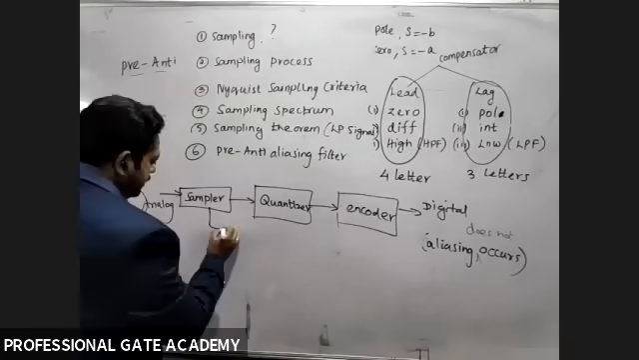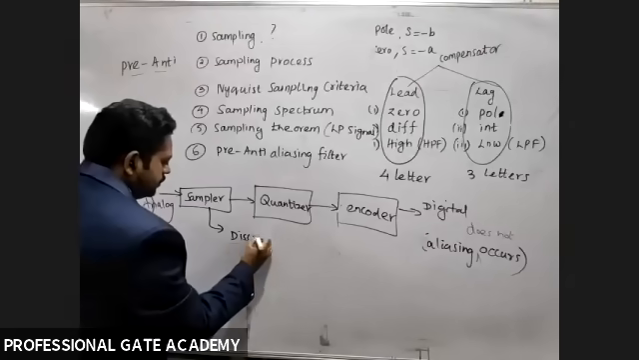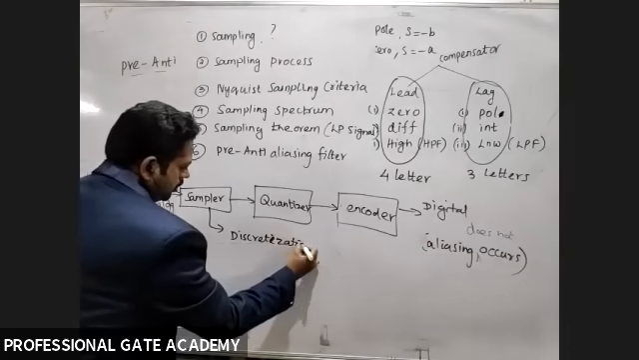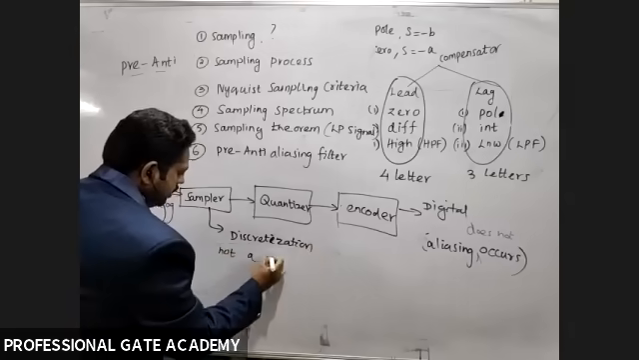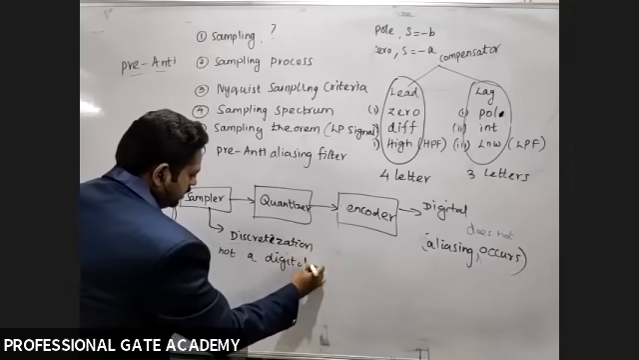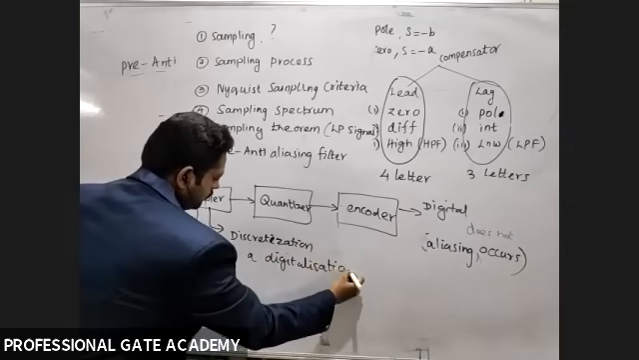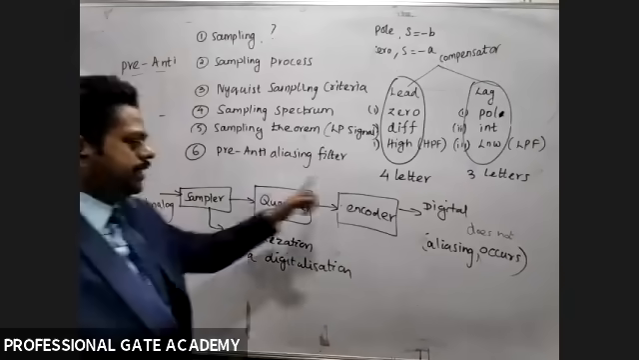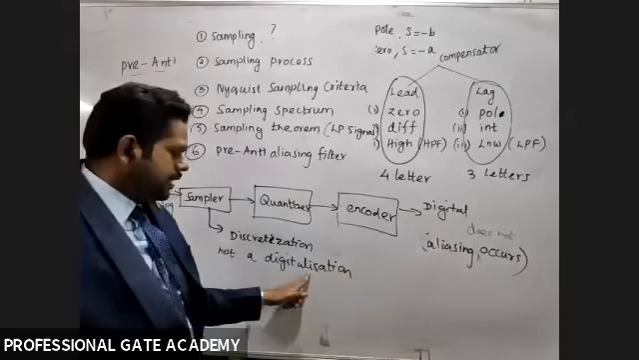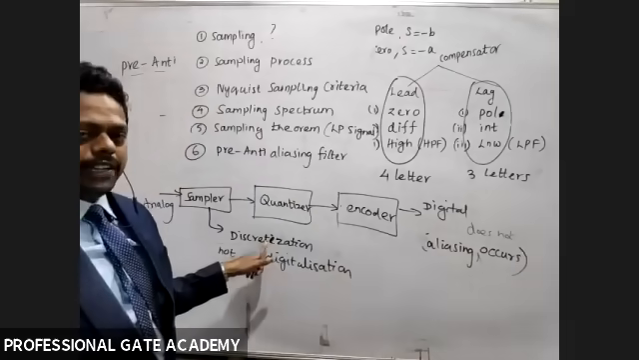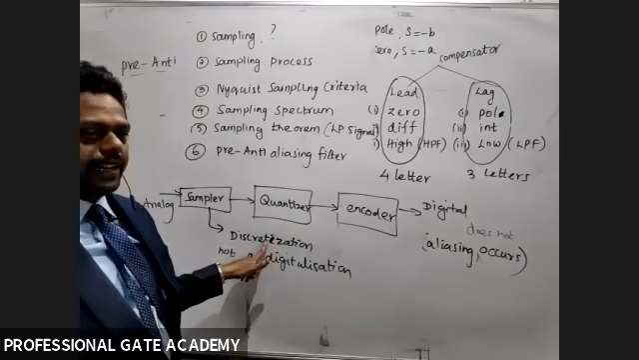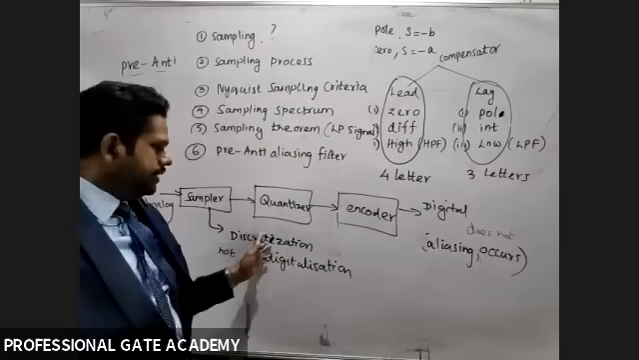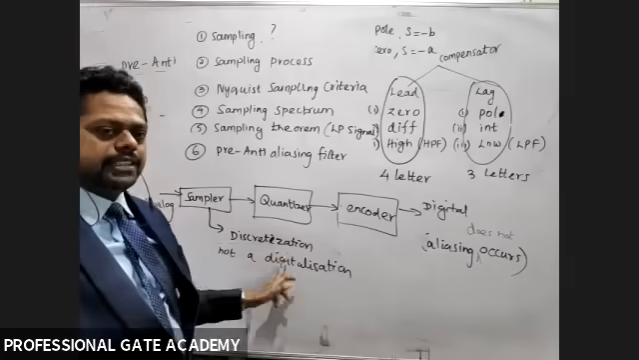This sampler is a discretization, not a digitalization. Digitalization means analog to digital conversion. So sampling is not a digitalization, but what we can call it is a discretization, because continuous time is converted into discrete time. So a sampler is a discretization, but not a digitalization.